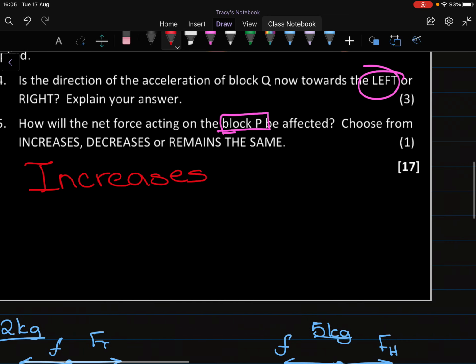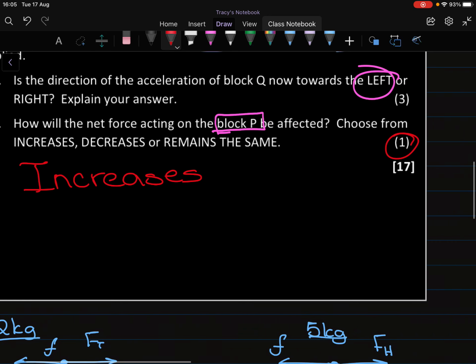Only worth 1 mark. Please don't spend time writing an explanation. Alright, you don't need to. If you need to work it out in your head and write on your question paper, go ahead. Don't write an explanation in your paper. You're not going to get any marks for it.